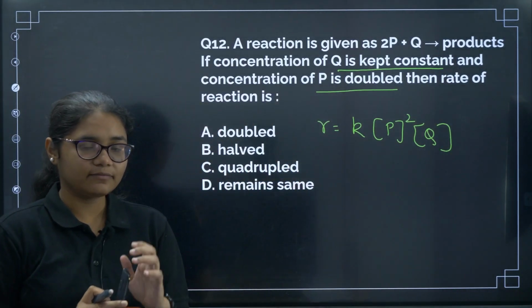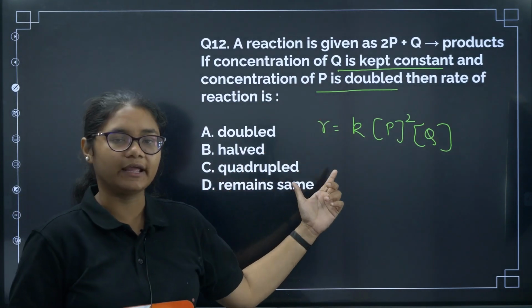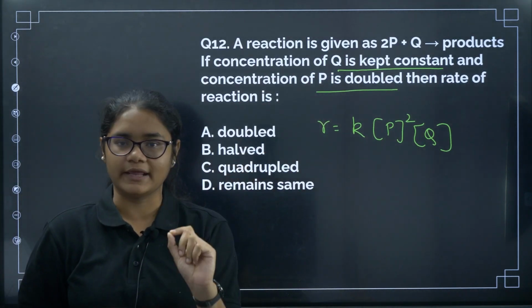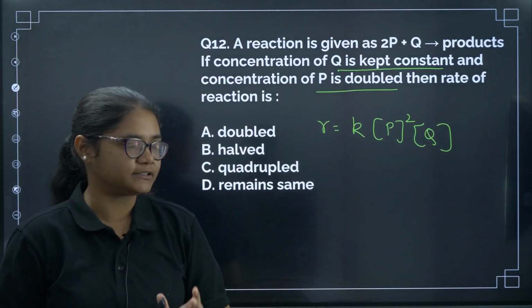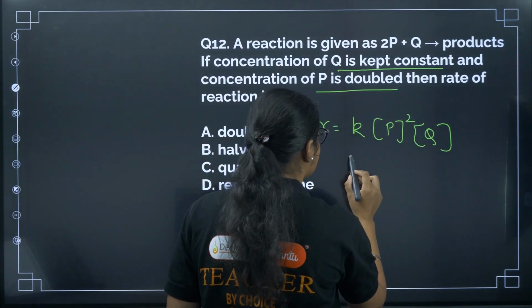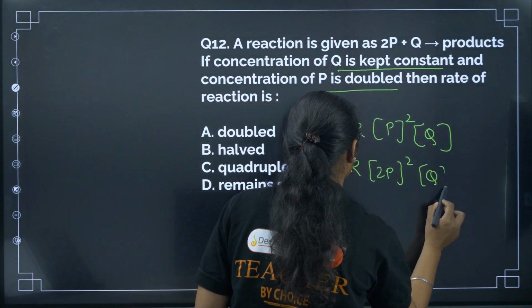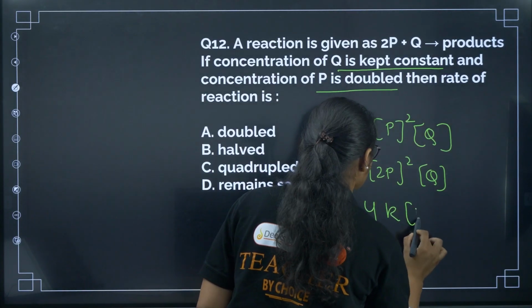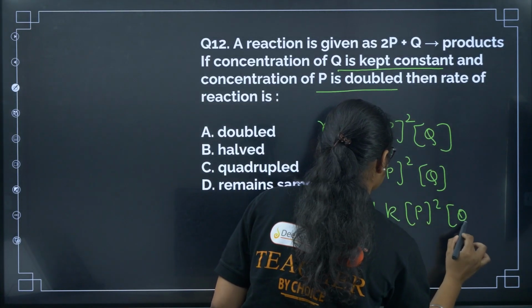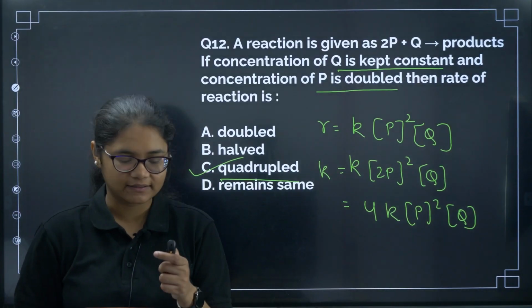See, every time the coefficient will not be equal to order, but for elementary reactions we can take the coefficient of the reactants as equal to its order of the reaction. So now what is told? P is doubled, so 2P Q, right? So that will be equal to 4 times. Okay, so the reaction rate is quadrupled. So the correct answer for this question is option number C.